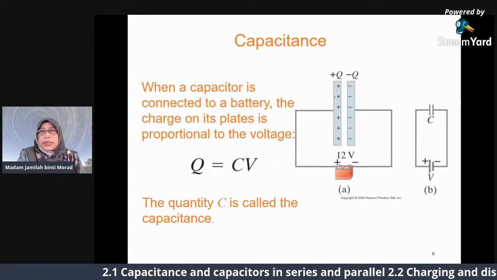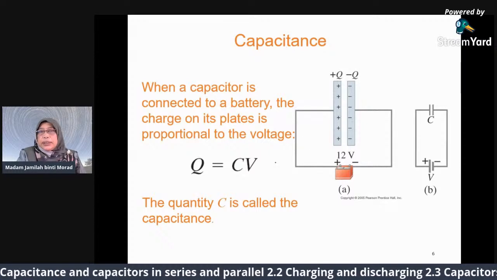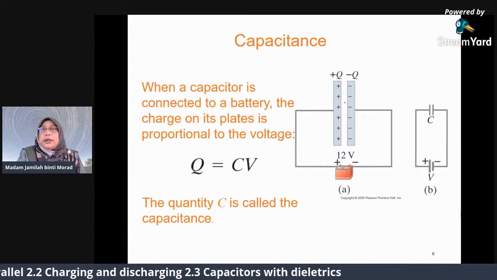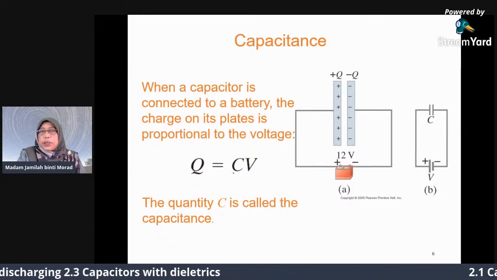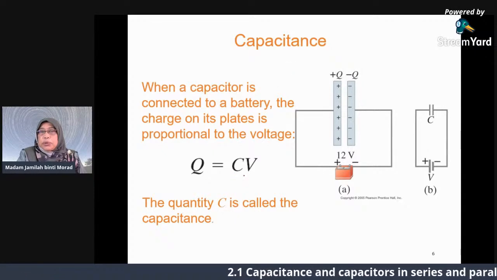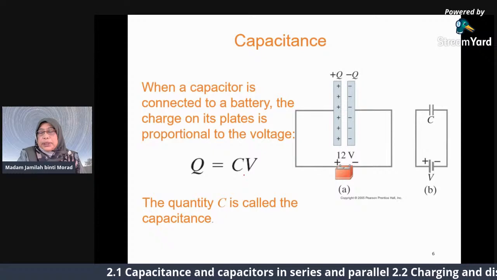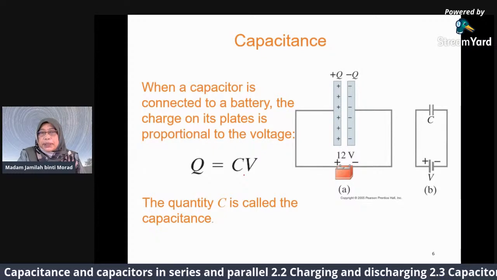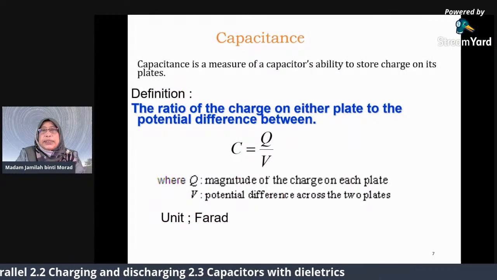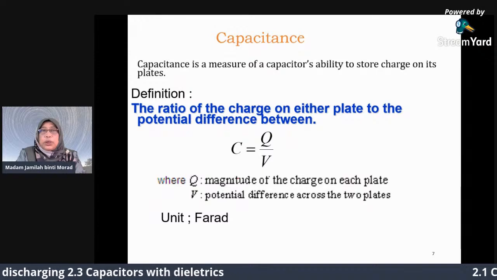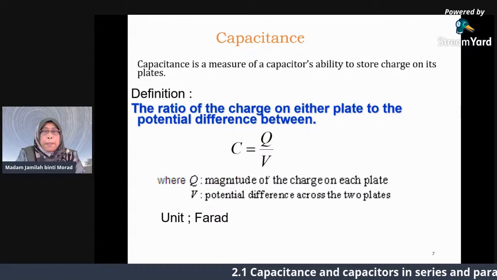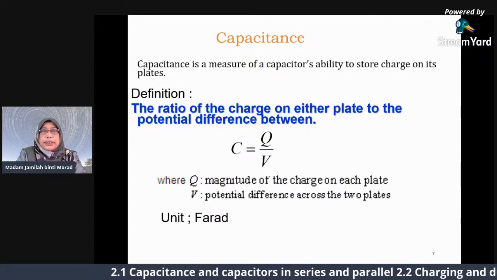So the relationship between capacitance, the voltage applied, and the charge on the plate of the capacitor is Q equal to CV. The symbol C here is for the capacitance. Capacitance is a property of the capacitor. Capacitance is a measure of the capacitor's ability to store charge on its plate. As I said just now, it is the property of the capacitor itself.